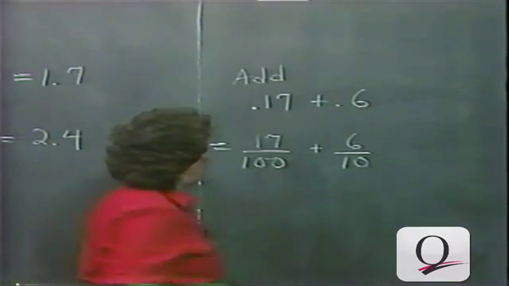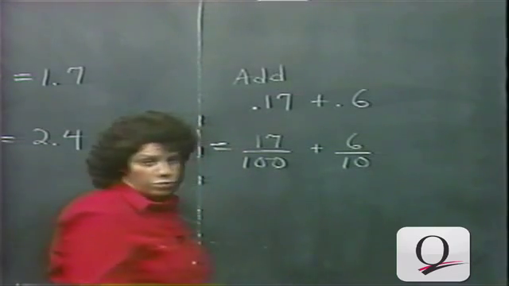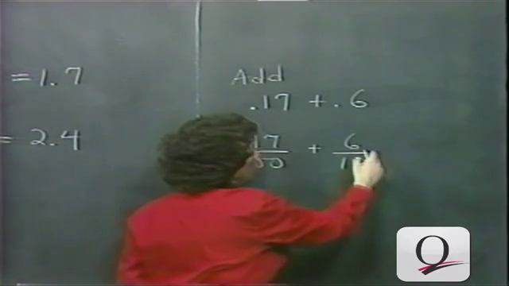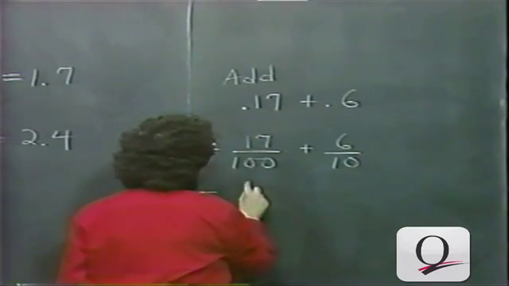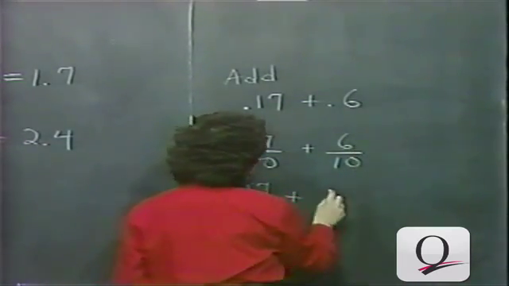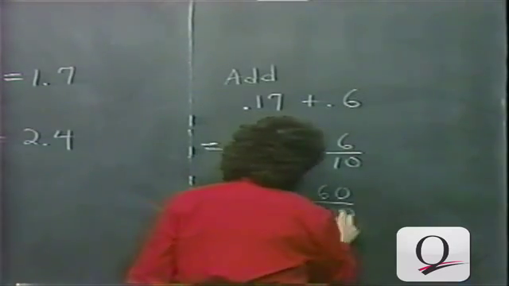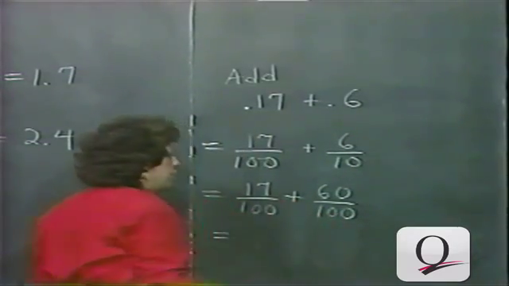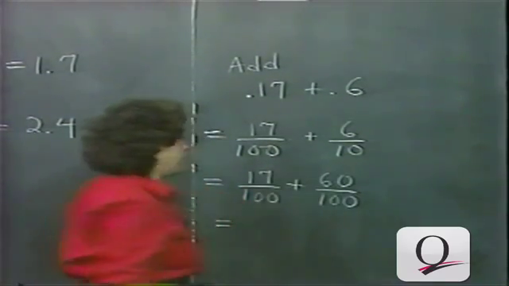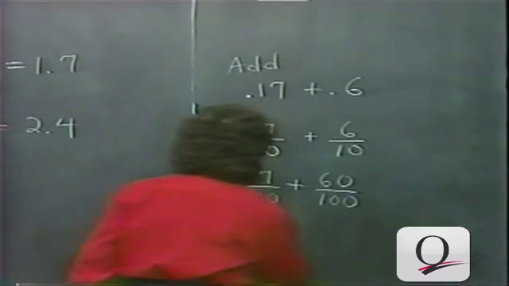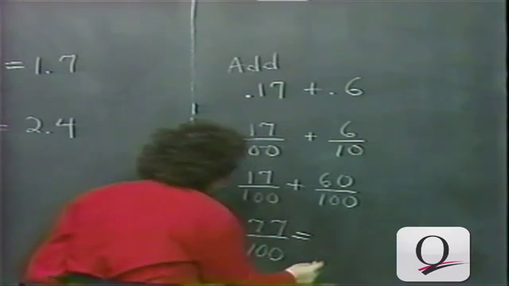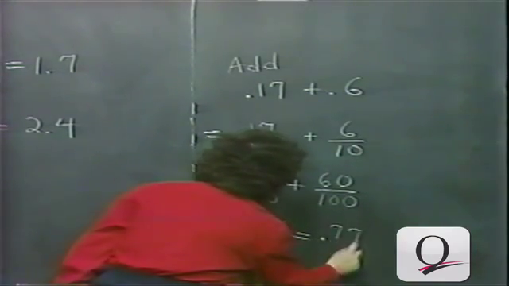This already has a denominator of 100. Here we'd have to use the fundamental principle of fractions to get an equivalent fraction having the denominator of 100. That is, we'd have to multiply numerator and denominator by 10. So we'd have 17/100, and multiplying top and bottom by 10 gives us 60/100. 17/100 and 60/100. We add them together. They now have the same denominator. We combine the numerators, and we get 77/100, or 0.77.